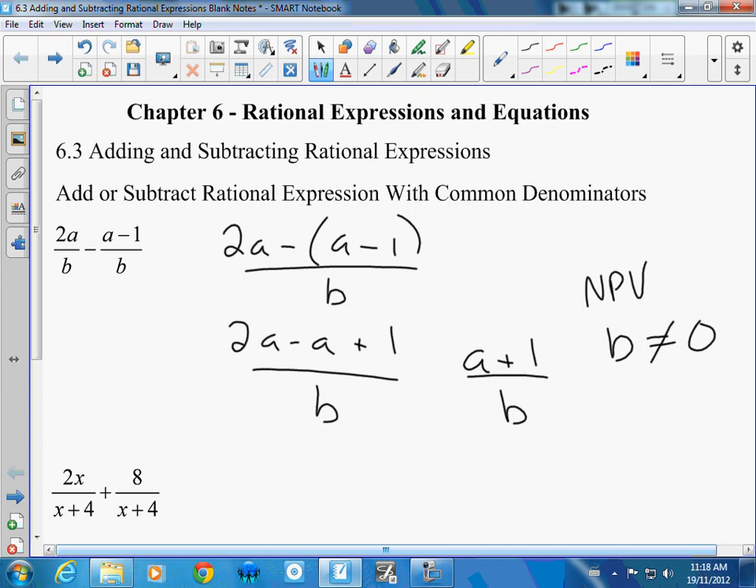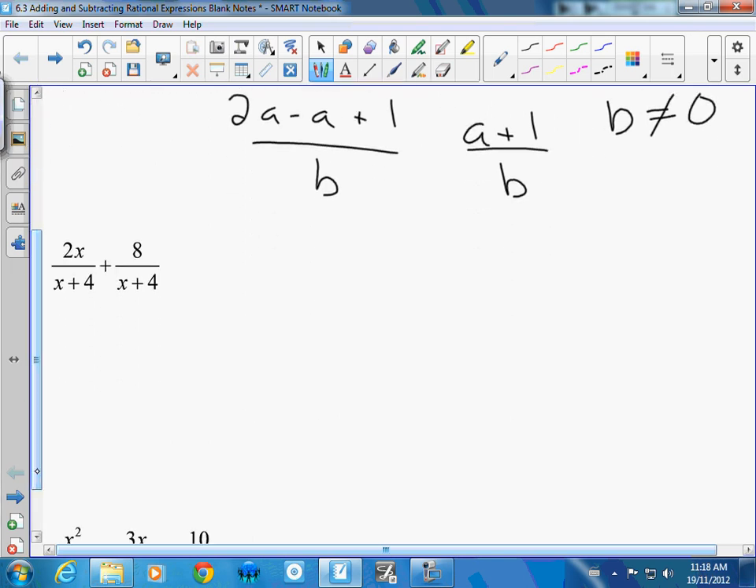What about this one here? Are they common denominators? Yeah. So can you just add the top? Easy. So 2x plus 8 over top of x plus 4.